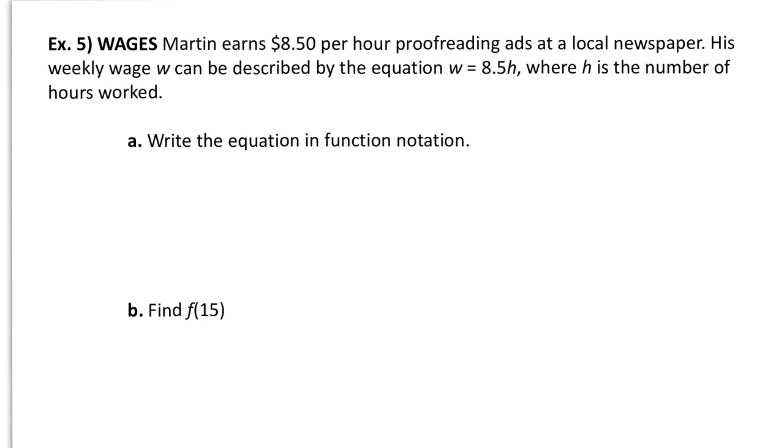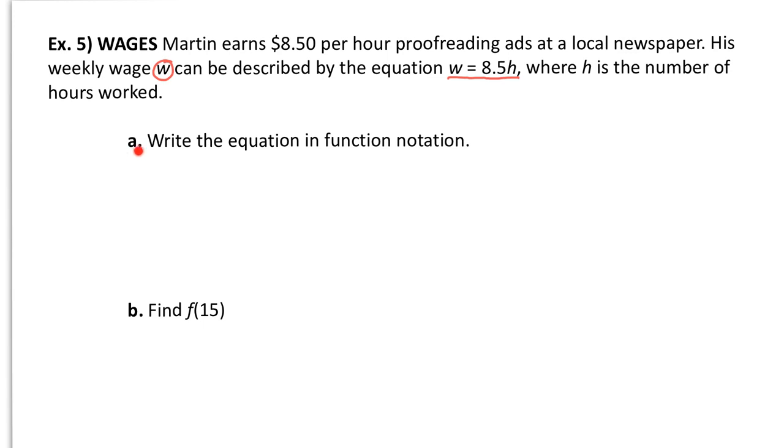So first we need to understand what they are saying. So his weekly wage is represented by W. So that means how much he gets paid a week. So that's his check. In the equation, W equals 8.5 times H gives you the amount he's going to get paid at the end of the week. Now they also tell you where H is the number of hours worked. So if he works 1 hour, 2 hours, 3 hours, 20 hours a week, you guys substitute the number into the H, and that's going to give you guys the actual amount he's going to get paid.